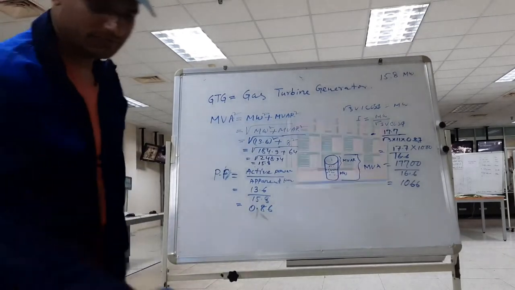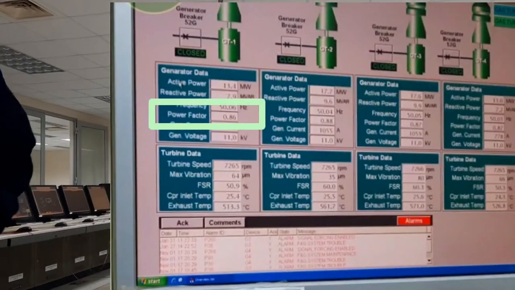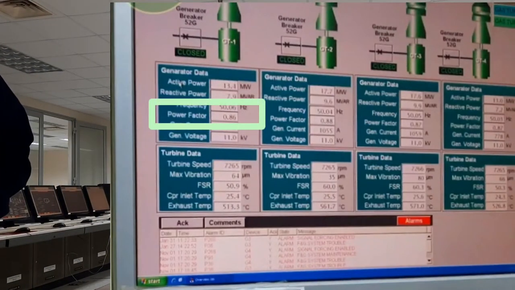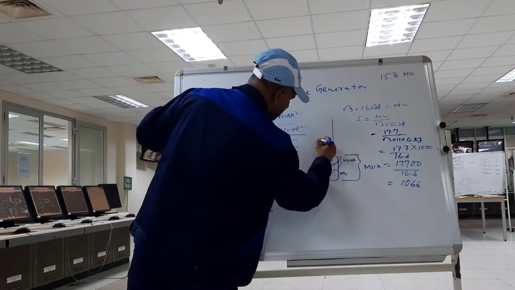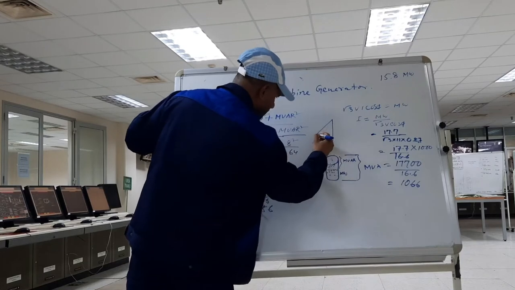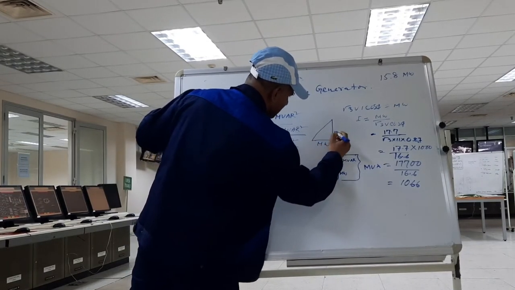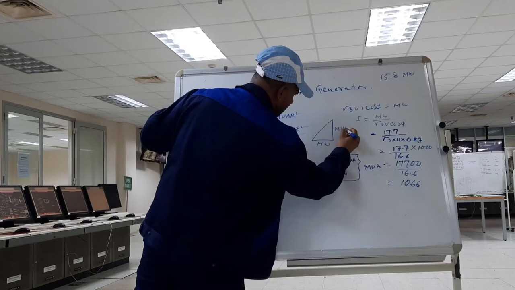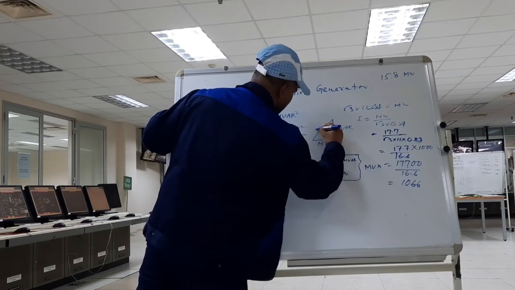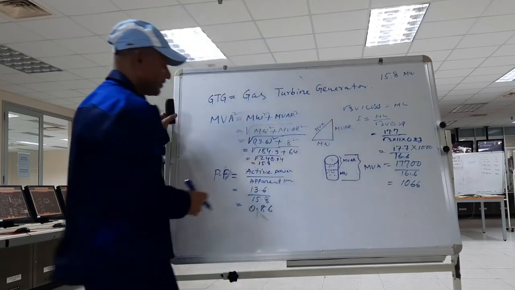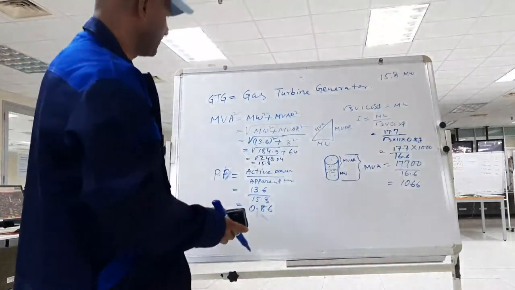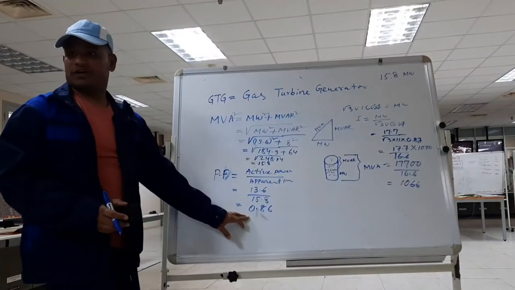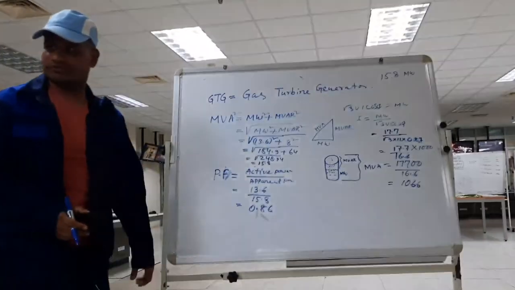0.86. Clear? Yes. Okay. Farhad, you can use one diagram. It is very simple for understanding active power like that. Yes, correct. This is called active power, this is reactive power, and this is apparent power. Very good. I forgot to show you this simple example. So power factor 0.86 comes from this calculation.